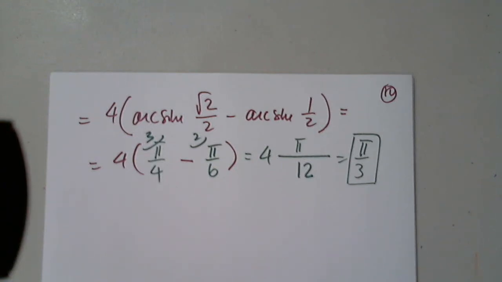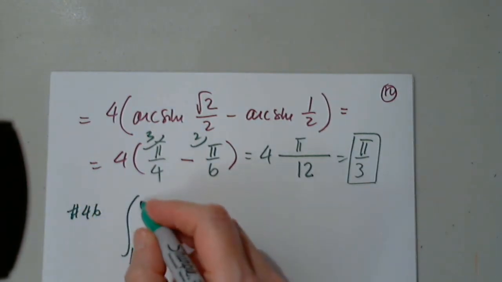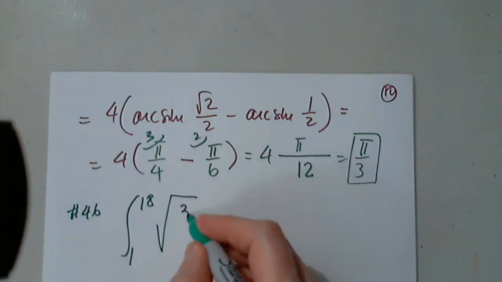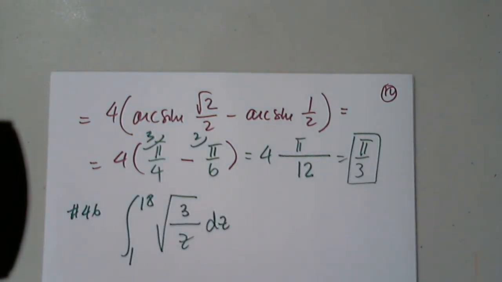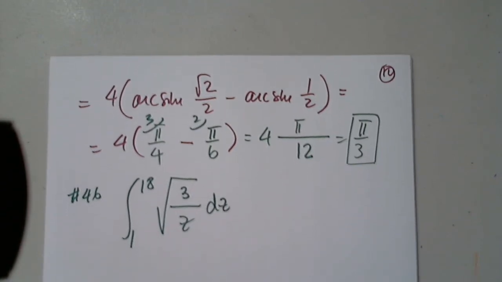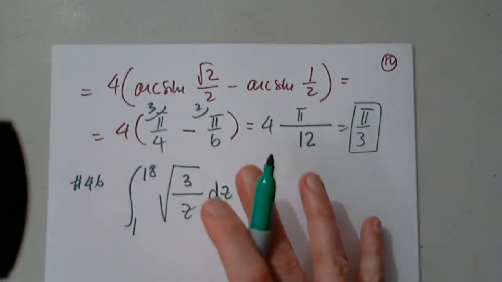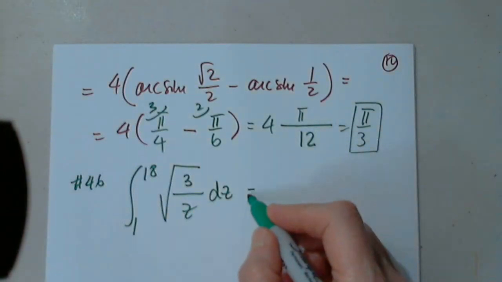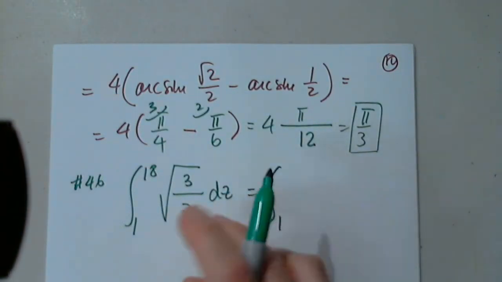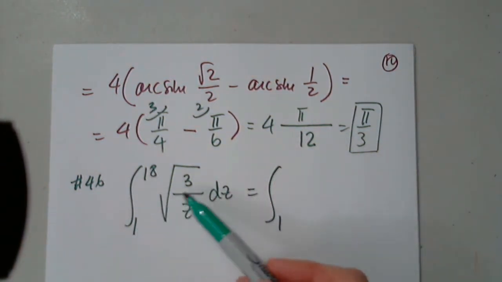Yes, 46. So in 46, we have the integral from 1 through 18 of the square root of 3 over z dz. So of course, if the function is in z, then we have dz. If the function is in x, we have dx. If the function is in w, we have dw. Perfect. So always remember, patience, simplify as much as possible. So I see that in this integral, of course, z cannot be 0, it has to be a positive number. So yes, this is continuous.